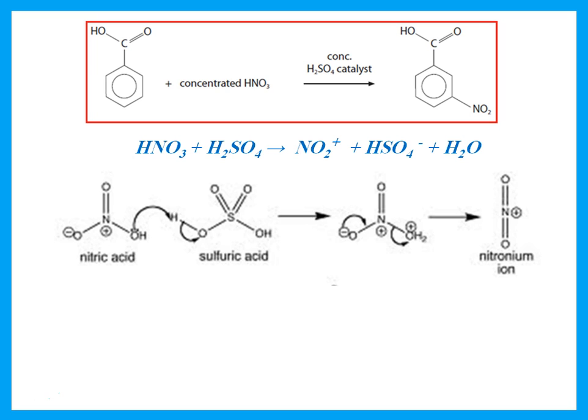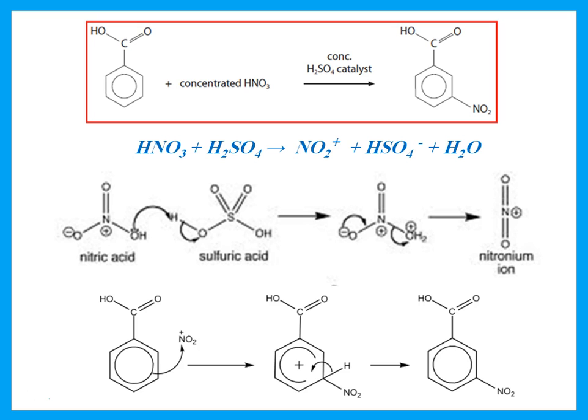This is because this is what actually happens: the oxygen on the nitric acid will take up the hydrogen from the sulfuric acid, so this changes it into HSO4-, and then this results in the formation of the nitronium ion, the NO2+, that will react with the benzene ring.